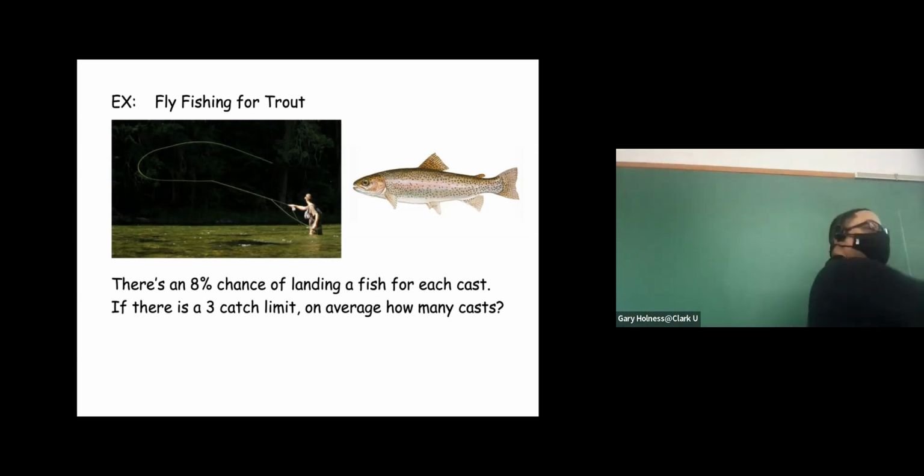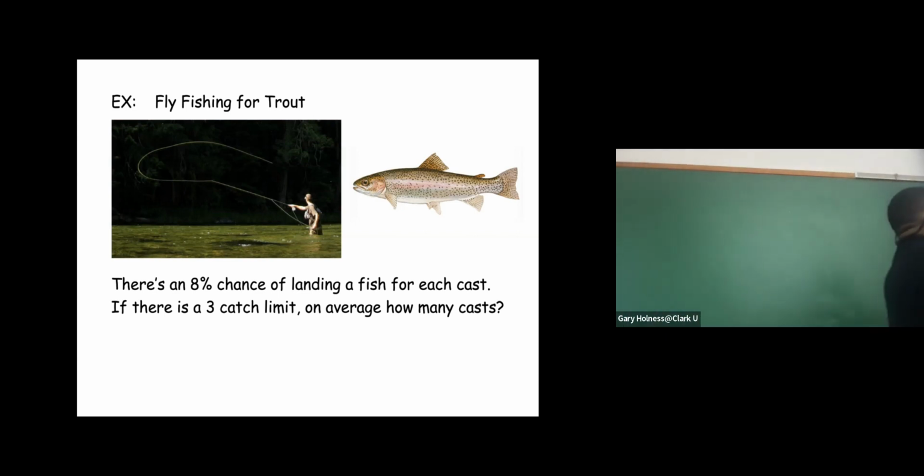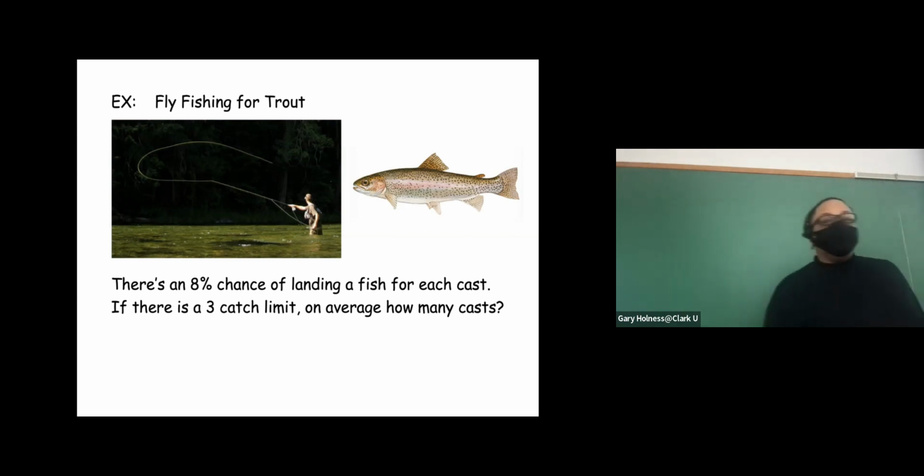A cast is a trial, right? So a try. Yes, yes. Yes, the negative binomial, right? And so if your chance of success, P, is 0.08, 8%, it's asking how many times do you try in order to walk away with 3 successes, okay?